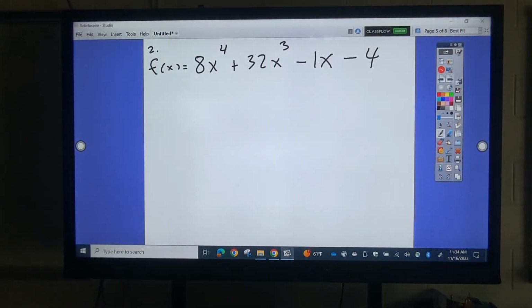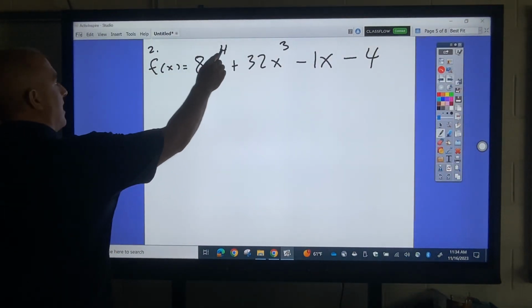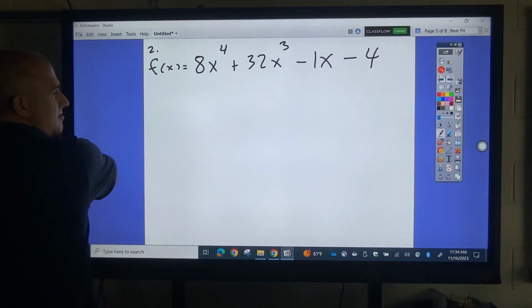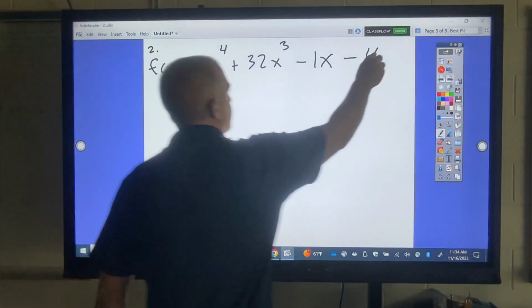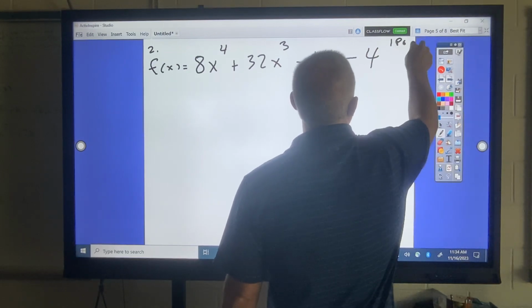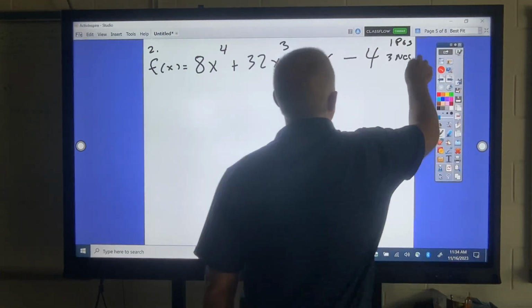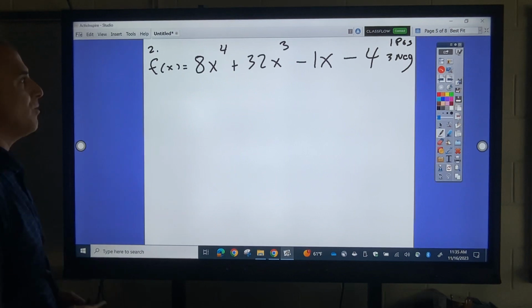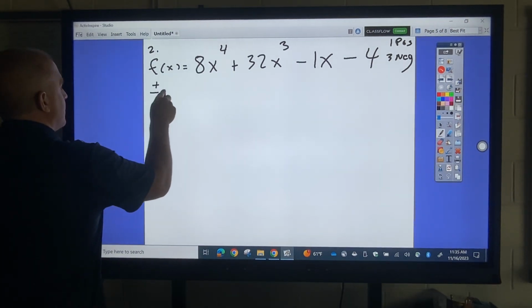Let's do another one. So I got degree 4. Here I got one sign change, that's 1 positive, 3 negatives. Why 3 negatives? Because I got degree 4. So plus and minus.